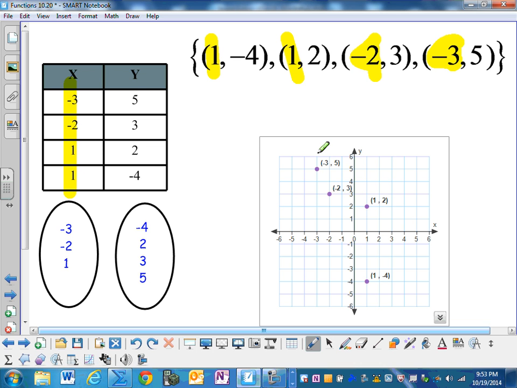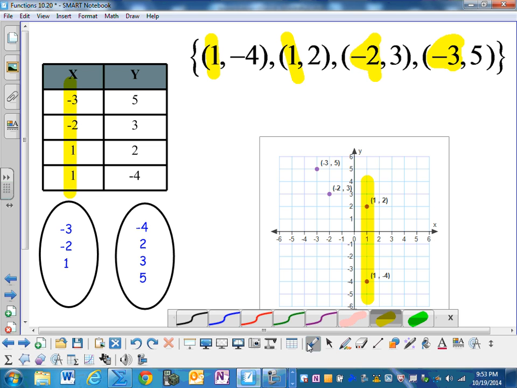I can also look at the graph and start drawing a vertical line through each point. And again, I can see that this is not a function because the 1 repeats. I'm looking at the x values.